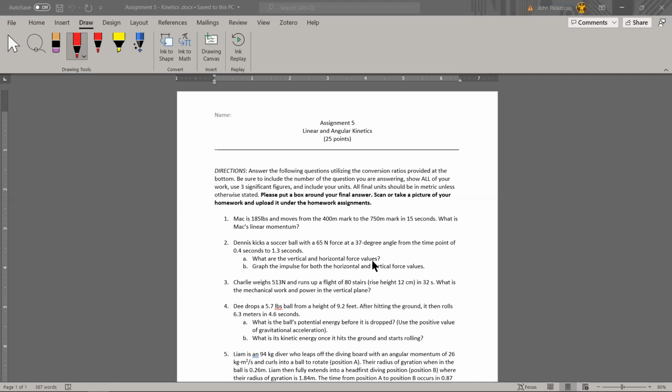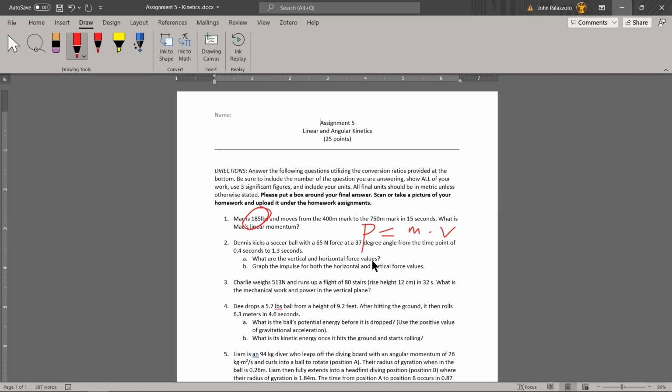So let's look at the first question. Mac is 185 pounds and moves from the 400 meter mark to the 750 meter mark in 15 seconds. What is Mac's linear momentum? So we've gone over momentum already. And once again, I suggest pulling out one of the equation cheat sheets that are available on Canvas. I think the ones for exams 2 or 3 should have this stuff. But we know that momentum is equal to mass times velocity. I gave you mass, 185 pounds.